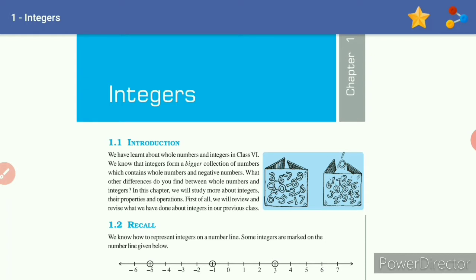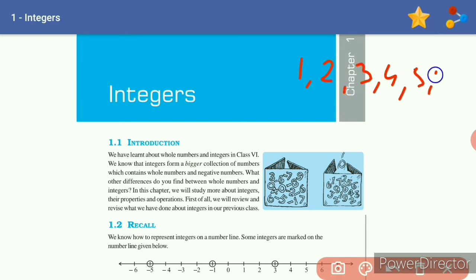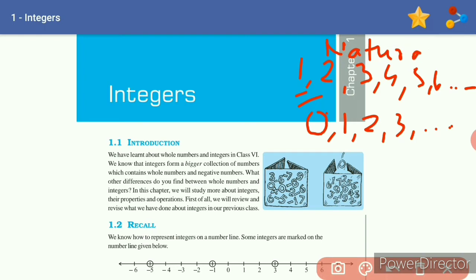Natural numbers are our numbers 1 2 3 4 5 6. Okay, these are natural numbers, starting from 1, which we have learned in our previous classes. And if we include 0 in the natural numbers, then these numbers become whole numbers. First one is natural number and this becomes whole number.